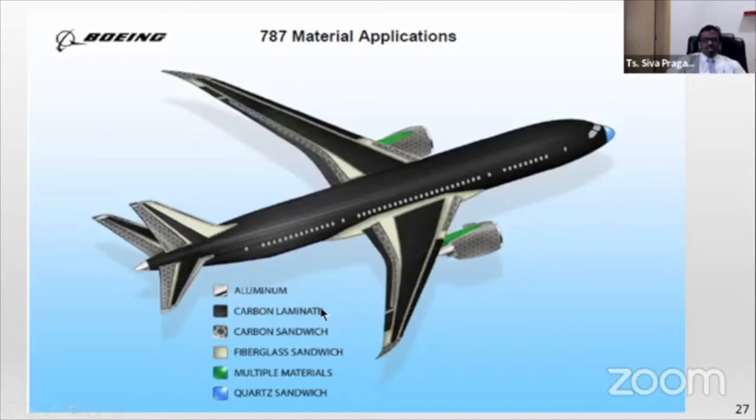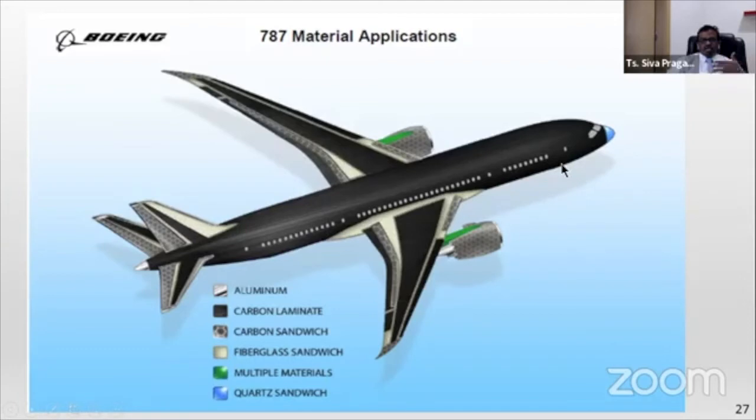And we have carbon sandwich in certain sections, fiberglass in certain sections as well, and multiple materials. For example, the pylon holds the engine, so it still requires a lot of metal, because it absorbs the thrust, the drag, and the weight of the engines. So they might still need to use a certain metal like titanium. And the quad sandwich is used as a radome.